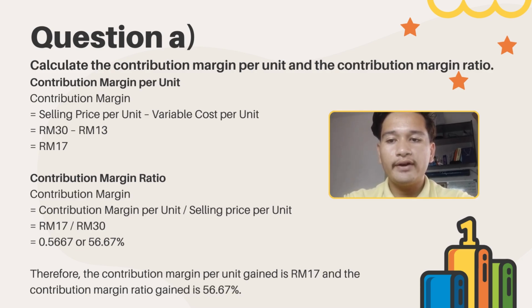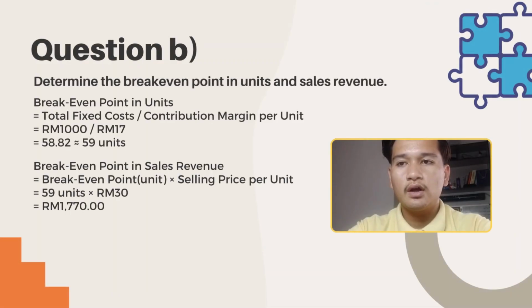Meanwhile, the formula to find the contribution margin ratio is contribution margin per unit divided by selling price per unit. So the values to be divided are RM17 and RM30. Therefore, the contribution margin ratio is 0.5667 or 56.67%. So the contribution margin per unit is RM17 and the contribution margin ratio is 56.67%.